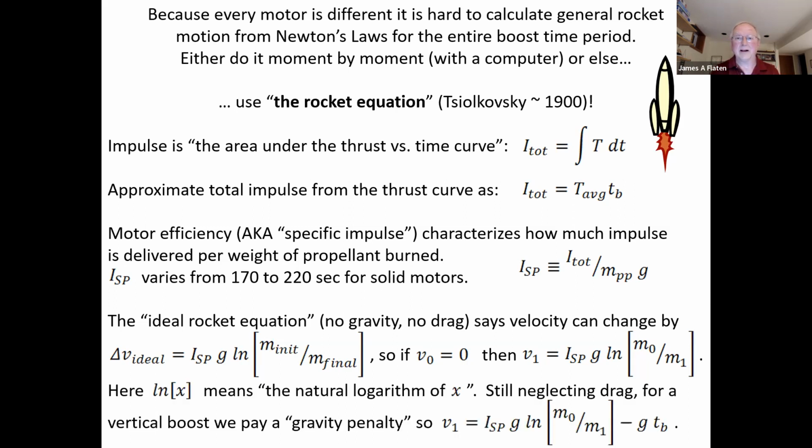So the gravitational penalty equation at the very bottom here is V1 equals Isp times g times log of m0 over m1. That's what we had before. But we need to subtract g times the burn time, or g times the time of the phase that we were in. We're in phase 1. So this is sort of the maximum speed that can be achieved. And it's easy to calculate. You just need to know the Isp of the motor, and you need to know the mass, fully loaded, and the mass after you finish burning your rocket. And you need to know the burn time of the motor. So that's actually pretty slick.